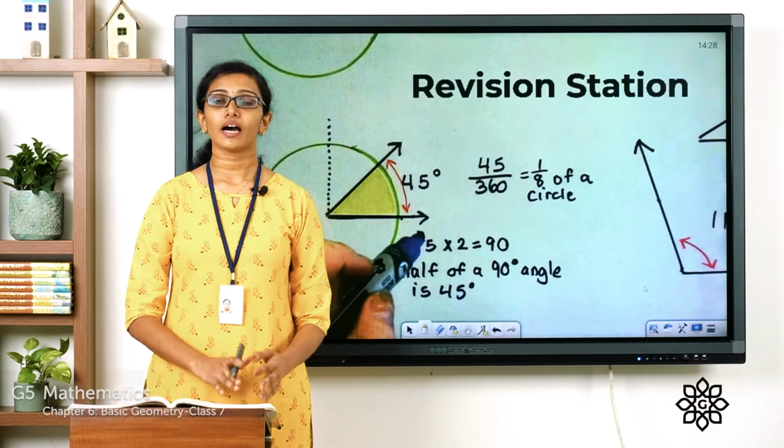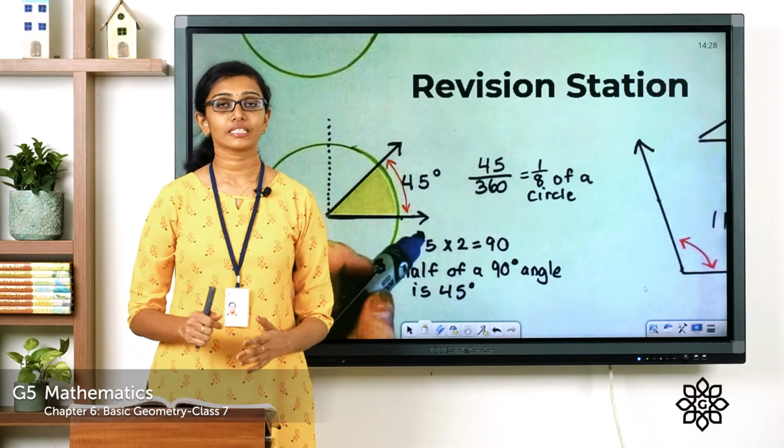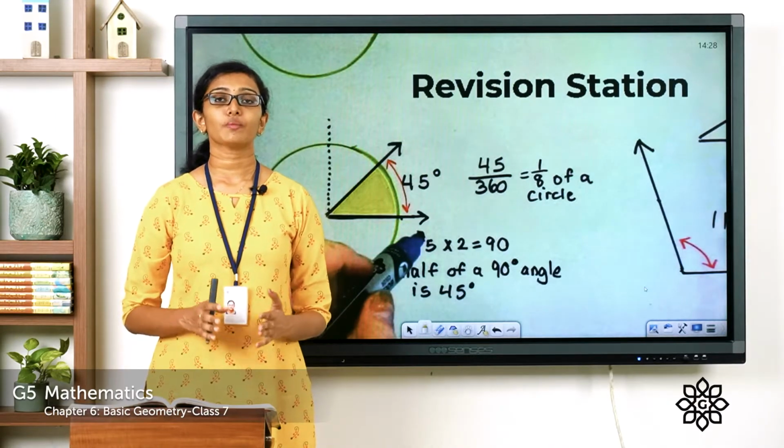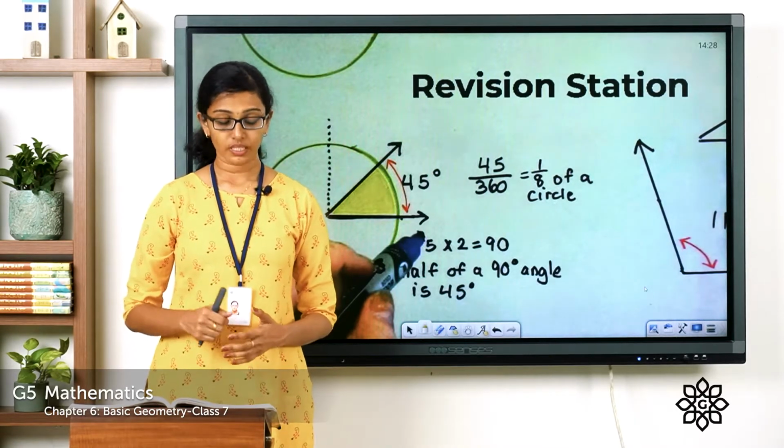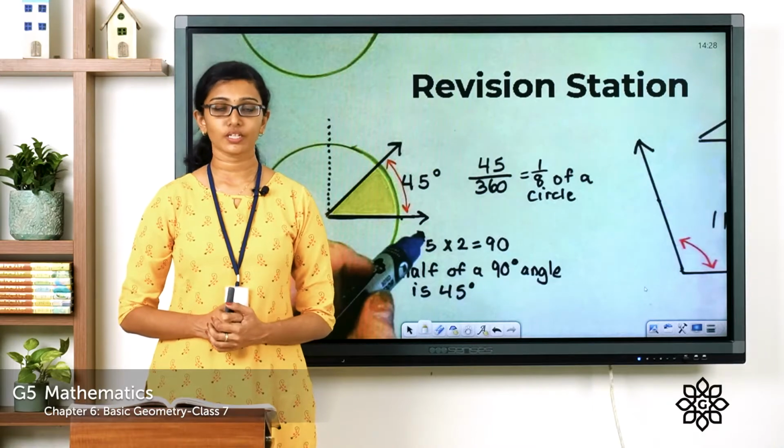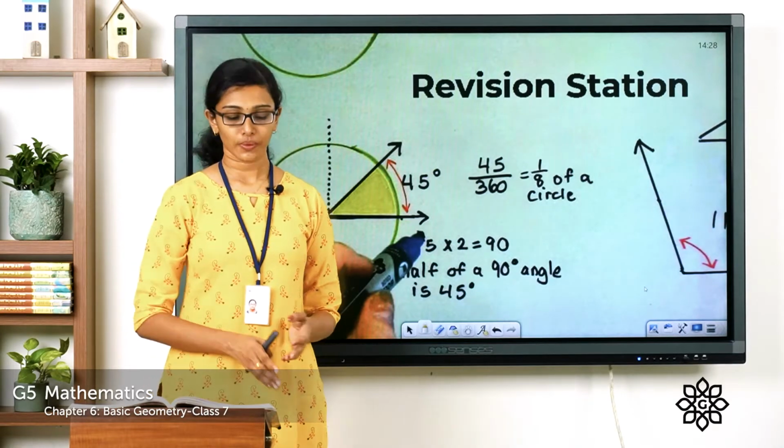I hope you all are clear with all the concepts that we learned in this chapter. We'll see the questions from revision station in your textbook from this chapter. So all of you please turn to page number 112 in your textbook. Let's see the first question.